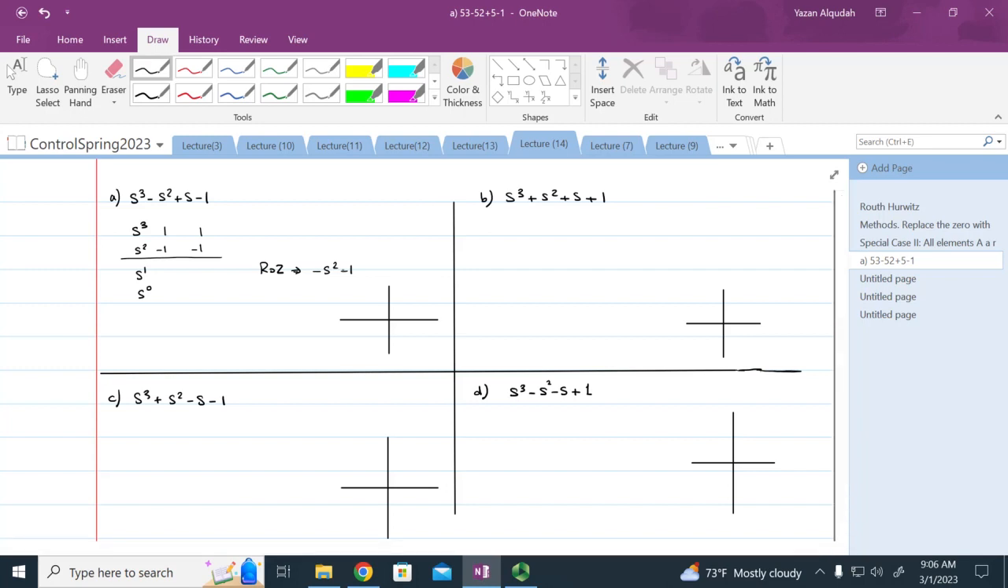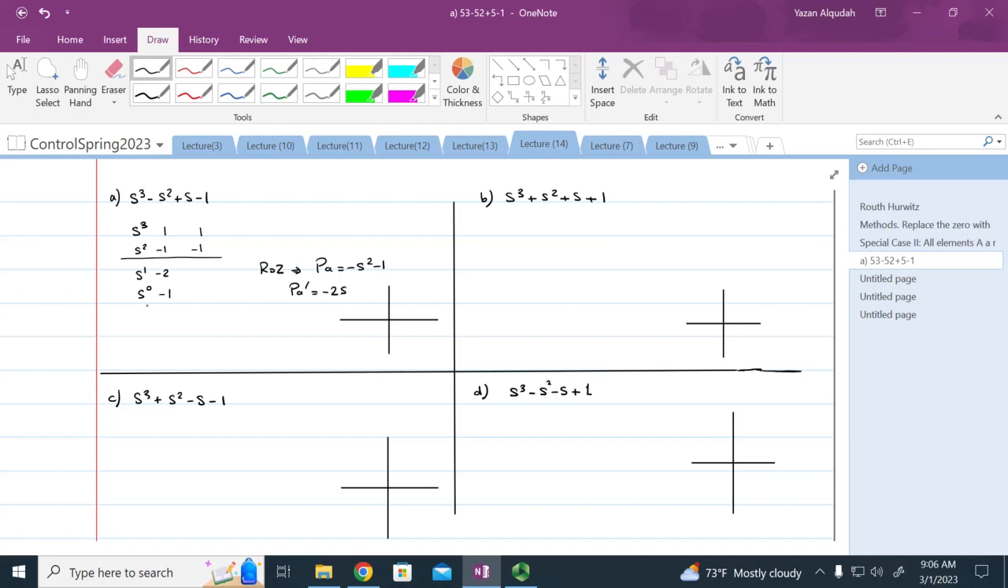To proceed, we're going to differentiate it. The auxiliary polynomial was equal to negative s squared minus 1. I'm going to take the derivative, which equals negative 2 multiplied by s. I'm going to replace the 0 that originally was here with the negative 2, and I'm going to proceed. I'm going to get a negative 1. Everybody got something similar? Okay, everybody should get something similar.